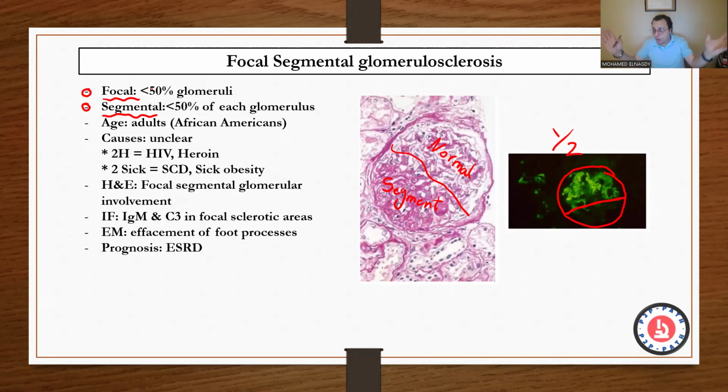Less than half of the whole glomeruli of the kidney is having the pathology. So it means that when you look at the whole slide under the microscope, you still see normal glomeruli, and you see some glomeruli which are affected. And when you go high power on these affected glomeruli, you will see that the affection is also involving only half of the glomerulus, not even the entire glomerulus. That's why we call it focal.